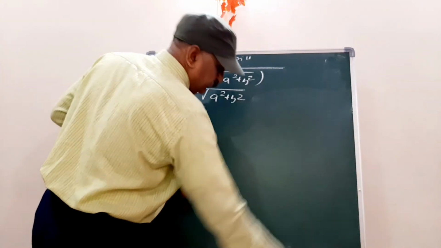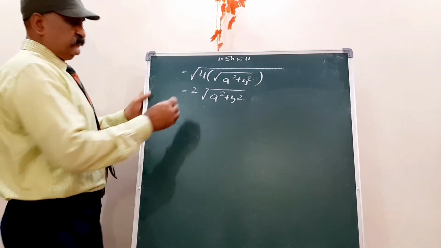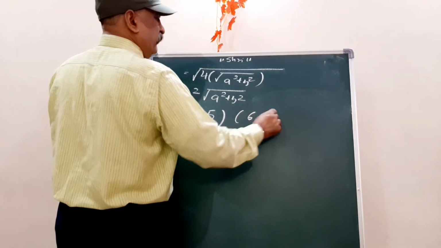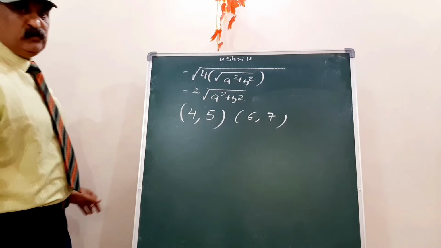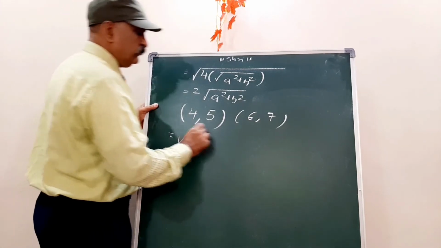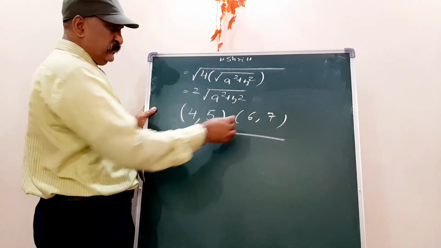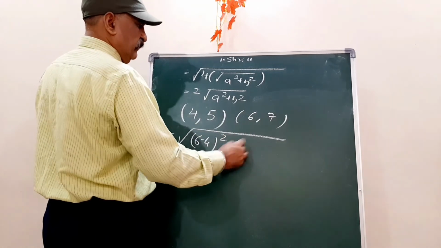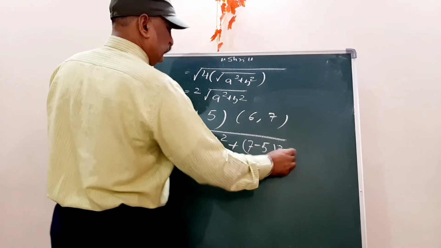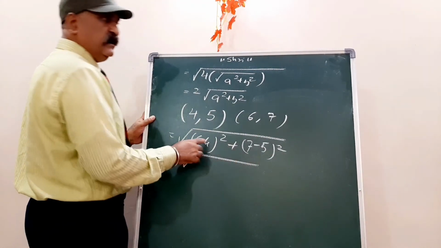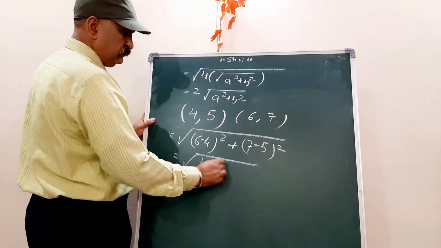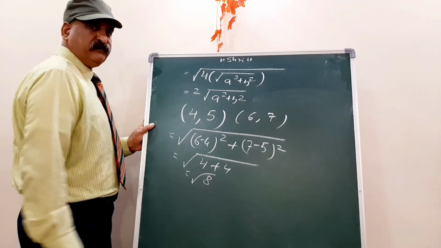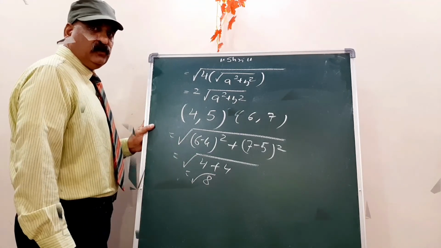Again one more thing I am telling you. The distance between 2 points. Suppose this is 4, 5 and this is 6, 7. And now you have to find the distance between 2 points. How will you find it? Under root x2 minus x1 whole square, 6 minus 4 whole square means 2 square, plus 7 minus 5 whole square. Under root, 6 minus 4 means 2, 2 square means 4. 7 minus 5 is 2, 2 square means 4. 4 plus 4, under root 8. I hope this is clear to you.